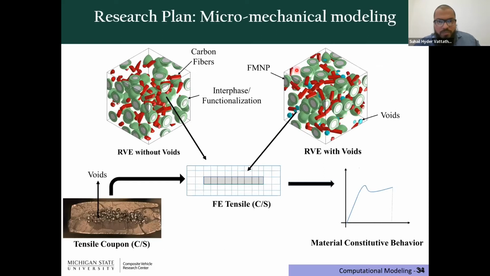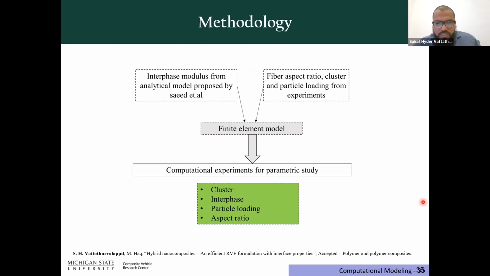So here is the finite element geometry. How does it look like? You can see that these are ferromagnetic nanoparticles, and you can see the chopped short carbon fibers. And there are also voids. If your material is degraded, then you can also simulate that. Once you calculate the exact amount of these particles and everything, then you can feed the exact volume percent of the voids or the particles and create the RVE. And once you test them, you can get the material constitutive behavior from there.